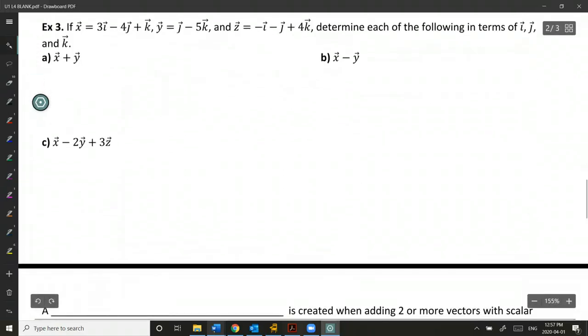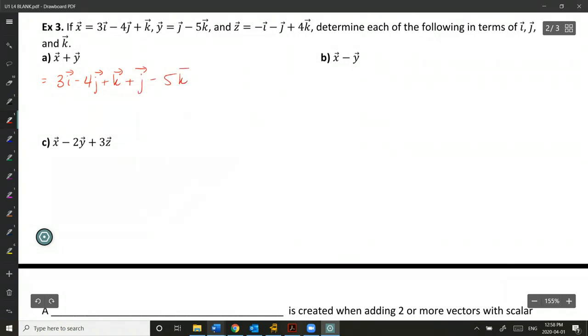Okay, so we've got a couple expressions for vectors x, y, and z here, and we're just going to determine each of the following expressions, a, b, and c, in terms of i, j, and k. So for x plus y, we're just going to sub in the expression for x and the expression for y.